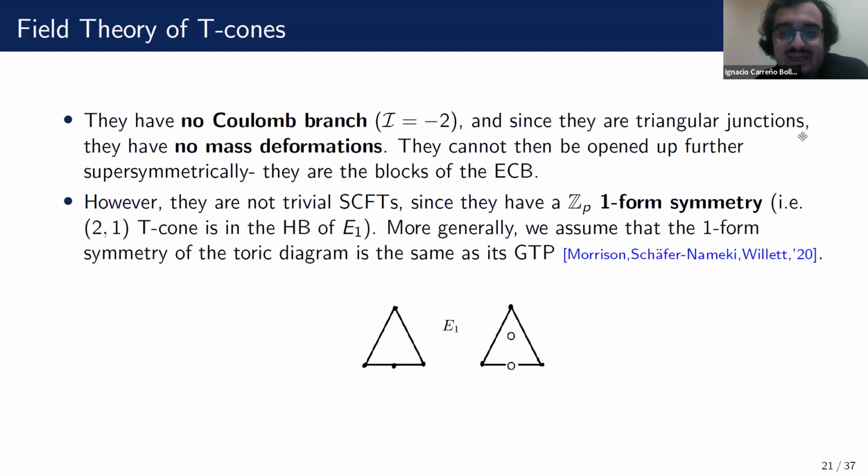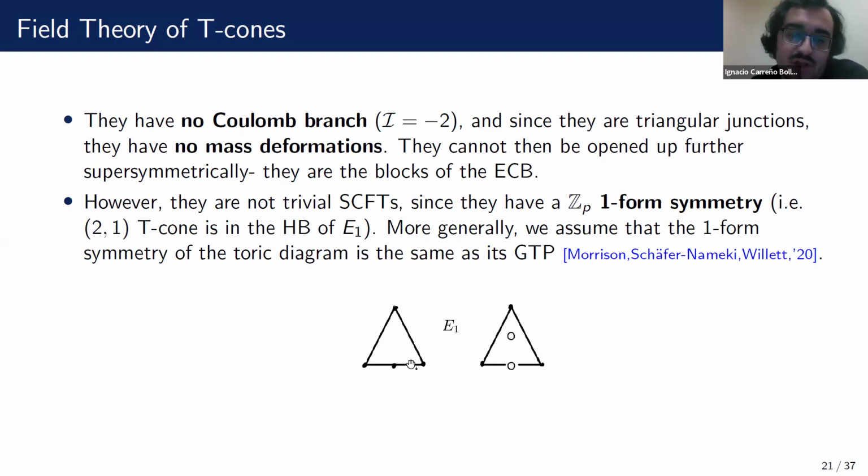So for example, we can take the 2-1 T-cone, which can be seen as a GTP built from the toric diagram of E1, which we see through an SL2 transformation and a Hanany-Witten move. Now, this E1 theory admits a mass deformation to an SU2 pure gauge theory without theta angle, which has a Z2 one-form symmetry.